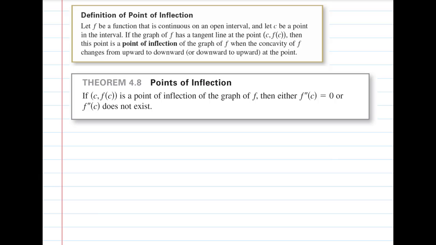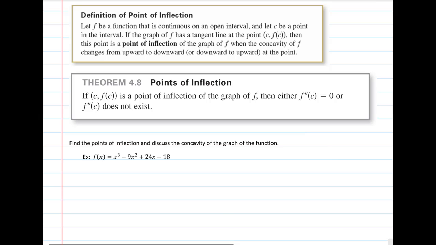And for points of inflection, we have this theorem now that says that points of inflection happen either when the second derivative is equal to 0 or when the second derivative does not exist. Very similar to when we try to find critical numbers using the first derivative. This is for points of inflection, a similar procedure for the second derivative.